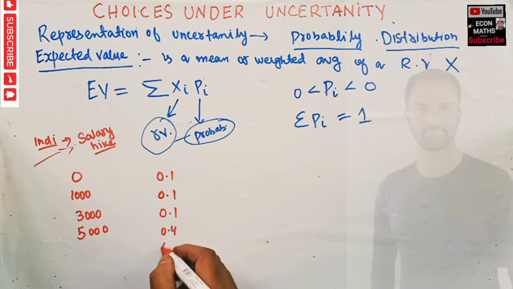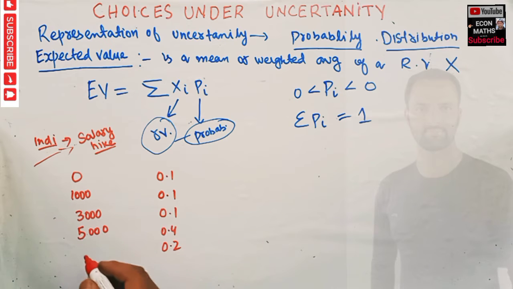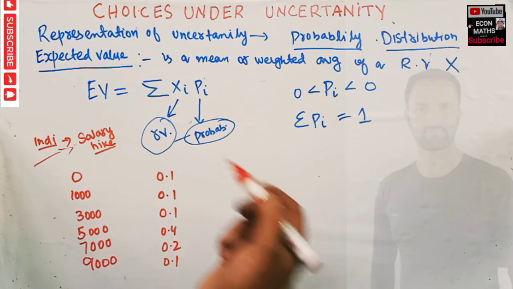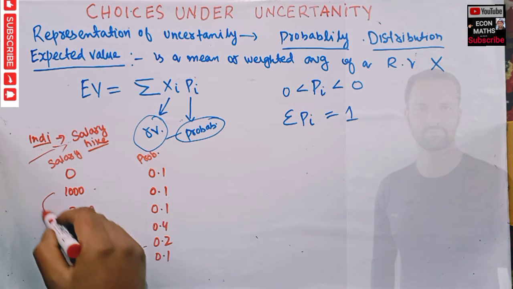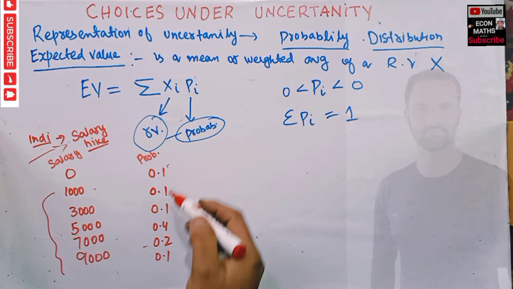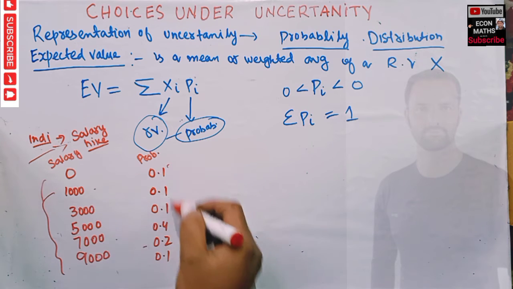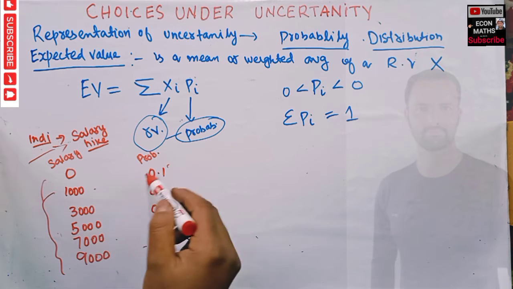I'm just giving a hypothetical situation of an individual about his salary hike, okay. And let us say 20% chances are his salary will increase by $7,000, and 10% chances are his salary will increase by $9,000, okay. So these are the random variables, and these are the probabilities associated with these random variables, okay.